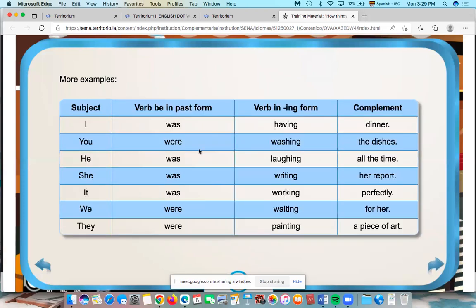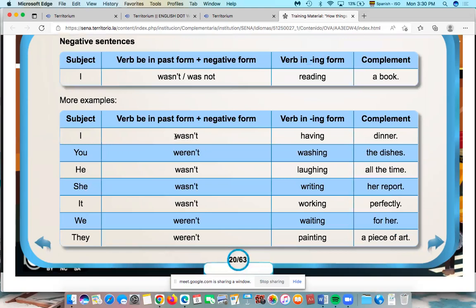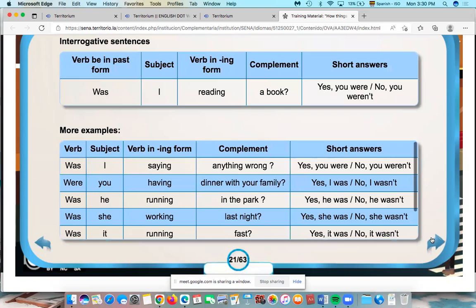Entonces vemos todos estos ejemplos: was having, estaba cenando; were washing the dishes, estaba lavando los platos; was laughing all the time, estaba riéndose todo el tiempo; was writing her report, estaba escribiendo su informe; was working perfectly, estaba funcionando perfectamente; were waiting for her, estábamos esperando por ella; were painting a piece of art, estaban pintando una pieza de arte. ¿Ok? Y cuando decimos que no estaba pasando, diríamos wasn't or weren't, dependiendo de la persona. ¿Hasta ahí más claro? Yes, teacher. Perfect. Thank you.